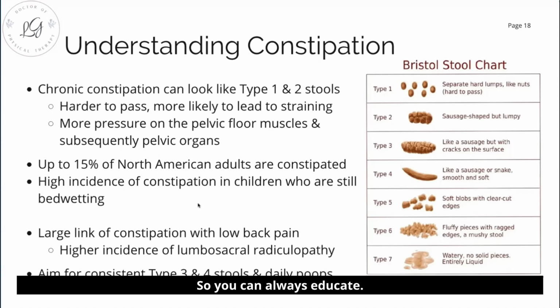So you can always educate. I would ask your patients about their pooping, and I would also make sure that they know what a normal poop is. So we like that type 3, type 4. Think about a sausage, think about easy to pass, and that they're pooping daily. So all of the education I'm sure you're already doing. But I always like to say, assume someone is constipated until it's proven otherwise.